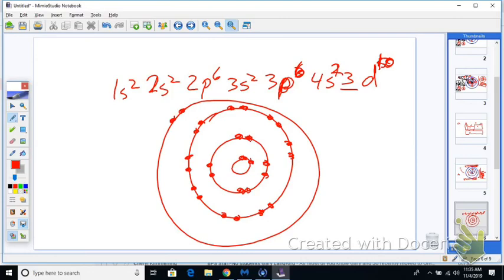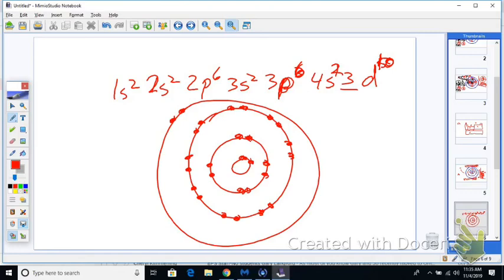Okay, so this element here is zinc. Should we add the 4p at the end of the manganese?